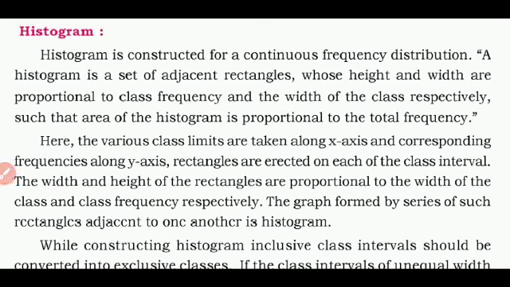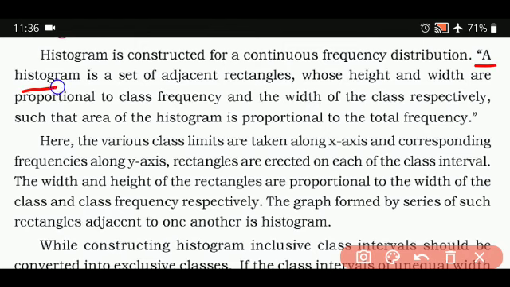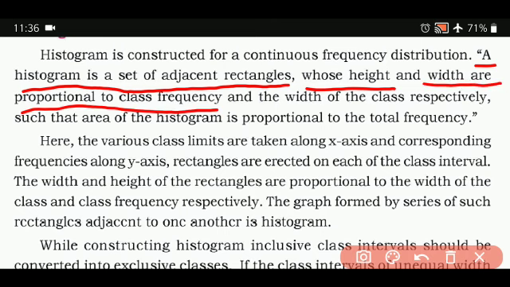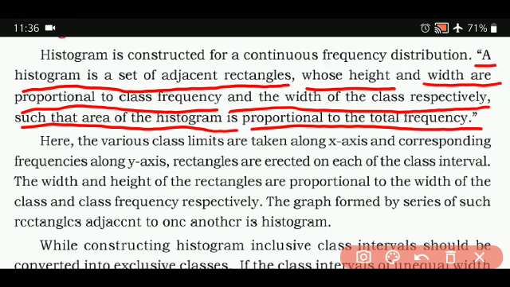Histogram is constructed for a continuous frequency distribution. A histogram is a set of adjacent rectangles whose height and width are proportional to class frequency and the width of the class respectively, such that the area of the histogram is proportional to the total frequency. Here you have to keep certain things in your mind. If the class intervals are not of equal width, then you have to calculate frequency density. I hope that the frequency density part is being taught to you all. If it is not, we will do it, not to worry.